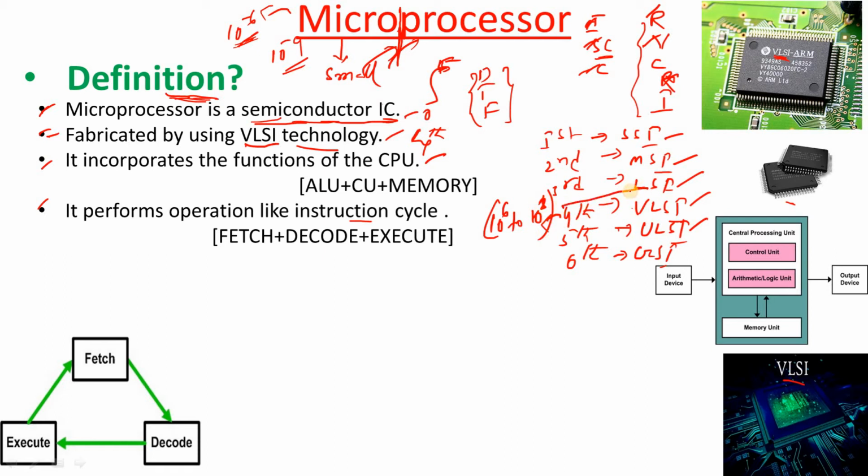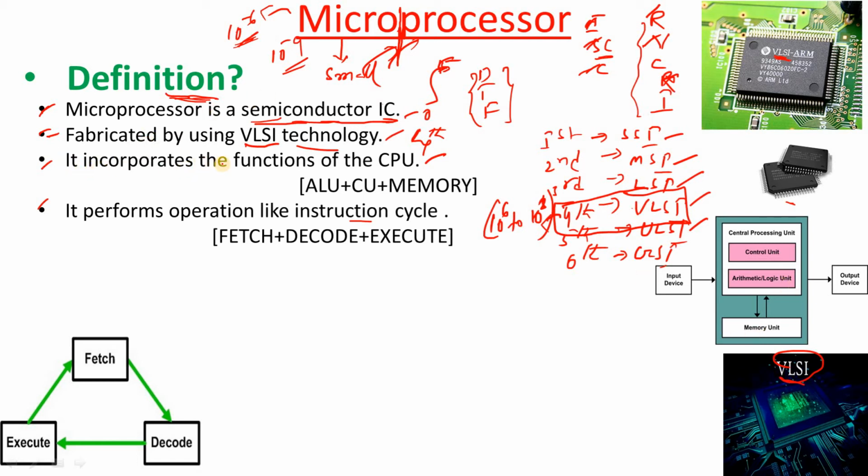So this is the 4th generation IC we are using in present days. Very large scale integration is used in present days. So this is VLSI. See here, inside the chip we represent a VLSI ARM processor like this. VLSI technology is used for the fabrication of all those ICs.